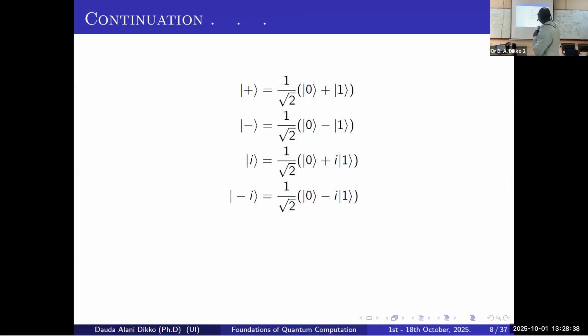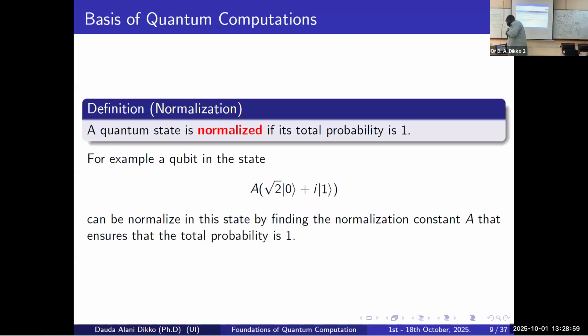So you have the plus state to be this representation, the minus state to be this representation, the I state. You can see that the plus and the I only have an I added. Okay? And the same for the minus I. You have a change in sign. Now, these are standards that are known. I mean, you can read them up in many books on quantum computation.